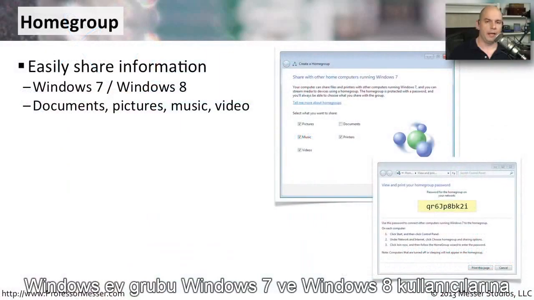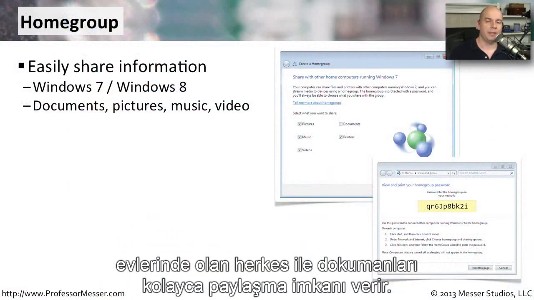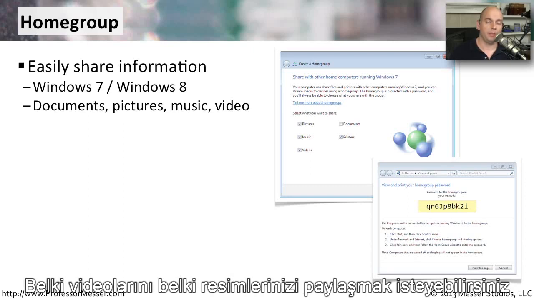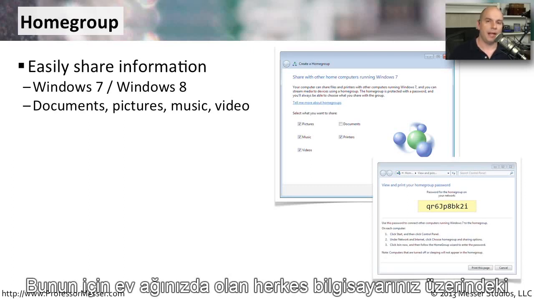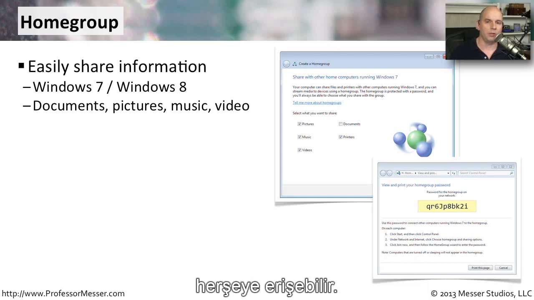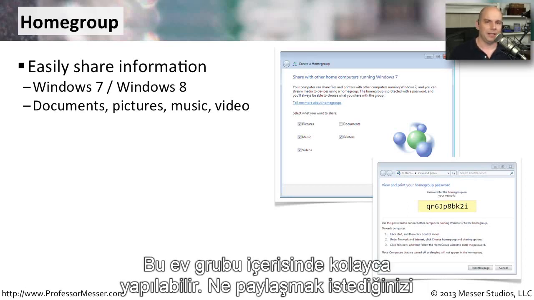The Windows Home Group allows Windows 7 and Windows 8 users to easily share documents for everybody in their home. Maybe you'd like to share your home videos. Maybe you'd like to put pictures out so that everybody who's on your home network would be able to access those all on your computer. This is easily done inside of Home Group.